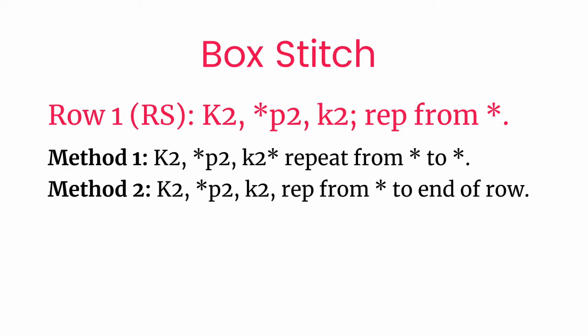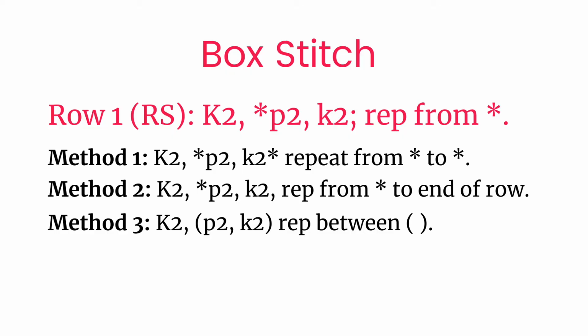And the next method also uses an asterisk. We have our knit 2, purl 2, knit 2, and now this one, it's telling us repeat from that to the end of the row. So anytime you see an asterisk like that, it's going to tell you what stitches you are going to repeat for that section of the pattern. But there are actually other ways you can write these simple repeats. You can use parentheses like this example here.